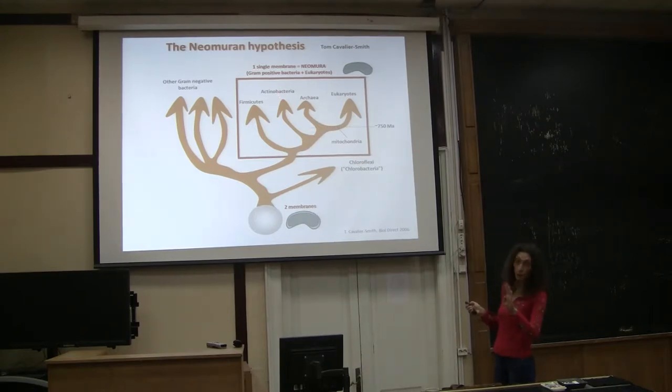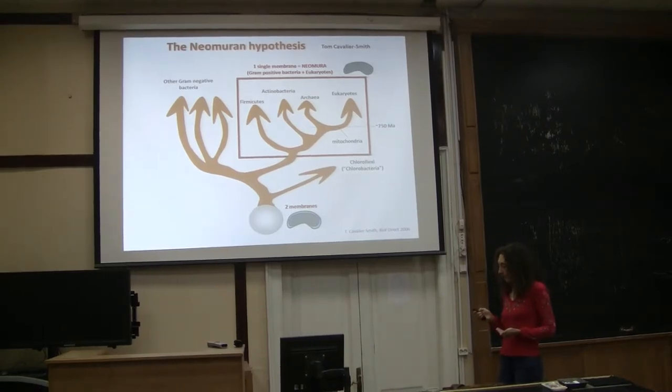the Archaea, which in general have one single membrane, but not always. There are Archaea with two membranes, so he cannot explain that. And to the eukaryotes that have one membrane. So this group would be monophyletic in his view because they contain just one membrane. Okay? His particular view.